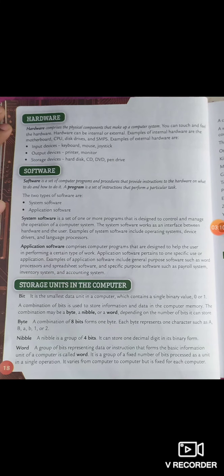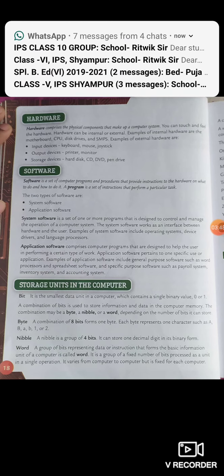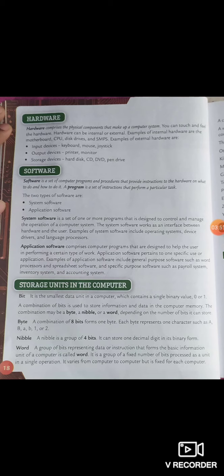So next is software. Software is a set of computer programs and procedures that provide instructions to the hardware on what to do and how to do it. A program is a set of instructions that perform a particular task. So with the command of software, hardware works.